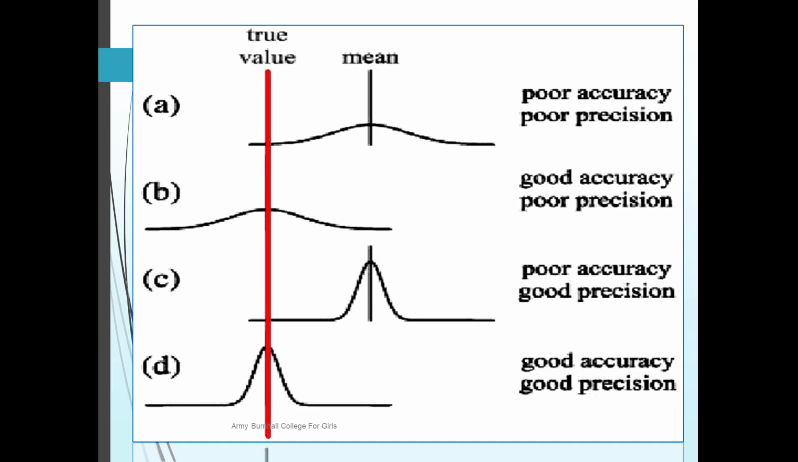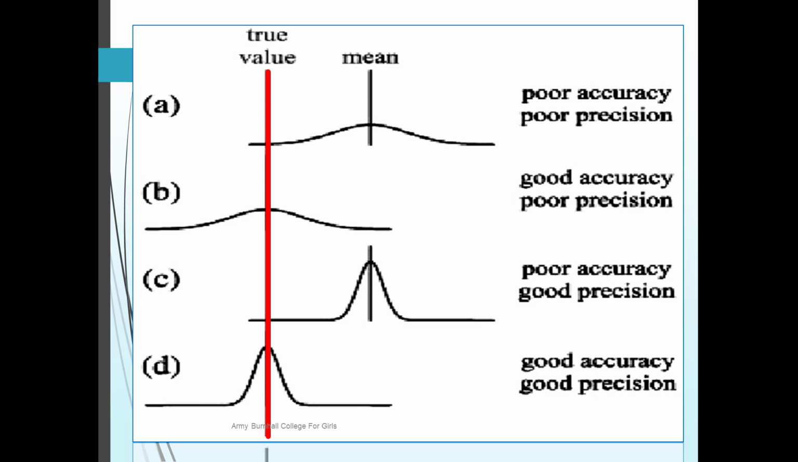Okay, let's discuss different points related to this. Over here, this red line is the true value. This first graph A is showing us poor accuracy and poor precision. Why? Because the mean value, this whole graph, is not close to the actual value and we do not have many values close to each other. In part B, you can see that the graph is lying on the true value. So there is good accuracy, but the graph is wide. We have different values which are not very close to each other. So we have good accuracy but poor precision.